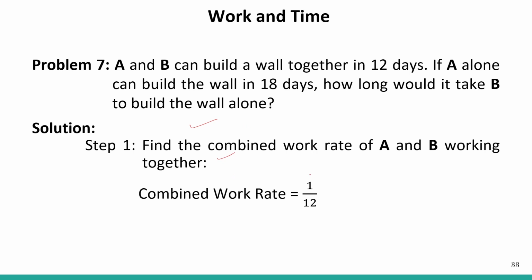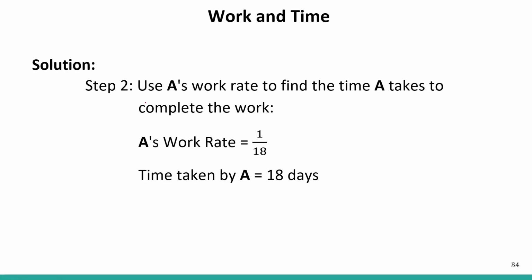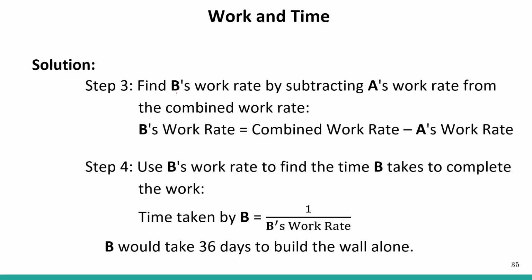So combined work rate is equal to what? 1 by 12. So use A's work rate to find the time A takes to complete the work. So A's work rate is equal to what? 1 by 18. So time taken by A is actually 18 days. So now let's find B's work rate by subtracting A's work rate from combined work rate. So B's work rate is equal to what? Combined work rate minus A's work rate.